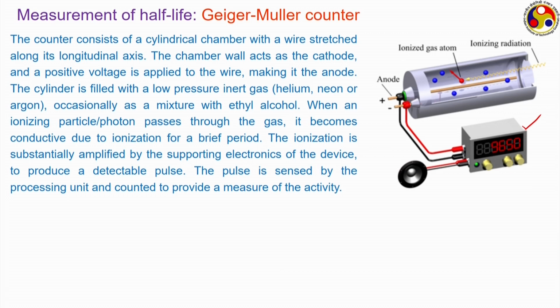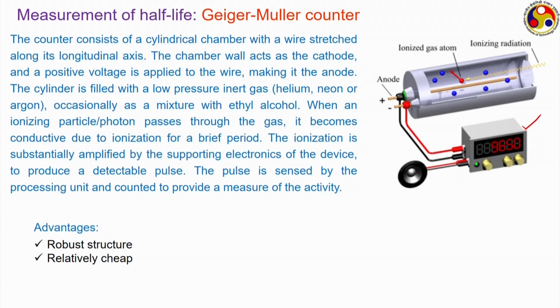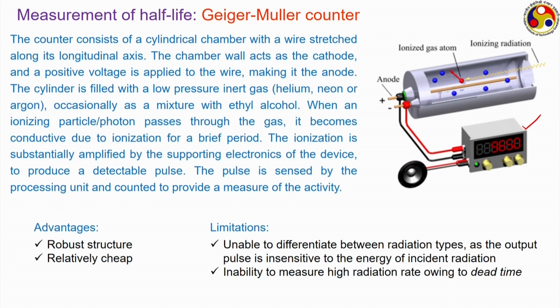Now, this pulse count provides a measure of the activity of this particle, and once we know the activity we can always calculate the decay constant and the half-life. The Geiger-Müller counter, being a very classical element, is generally robust in structure and also relatively very cheap, but it has a few disadvantages. It is unable to differentiate between different kinds of radiation, as the final output pulse is independent of the energy of the incident radiation. So, we shall not be able to say exactly at what energy level the radiation reaches the counter. And secondly, it is unable to measure high radiation rates owing to dead time.